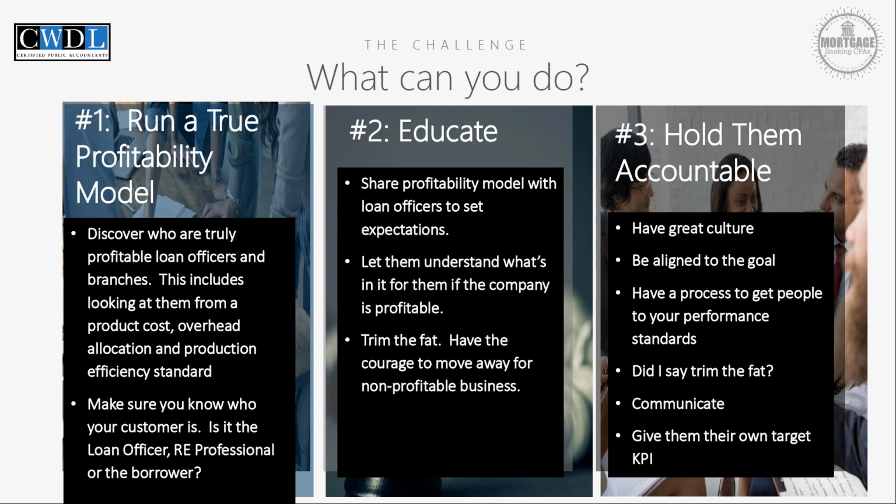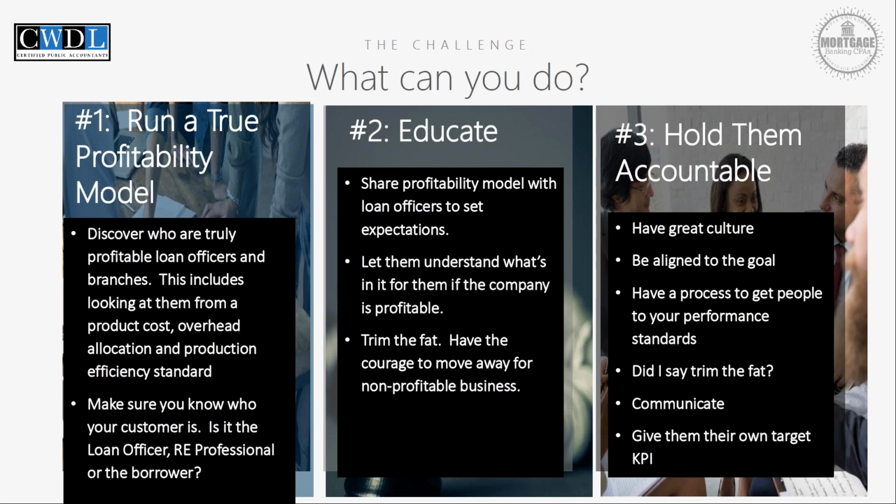And then obviously we touched on this a little bit before, but knowing who your customer is, the loan officer, the real estate professional, or the borrower, and focusing your attention on what will drive the profit to your company. What's the best use of your money and your investment dollars, and really getting into the details to understand what fits into your profitability model.